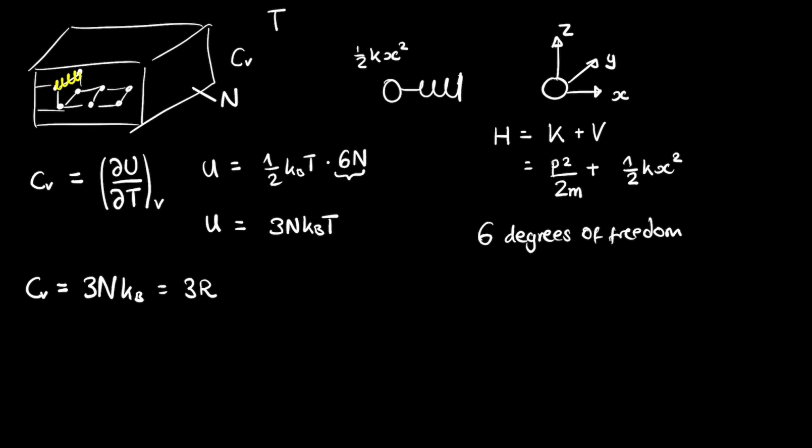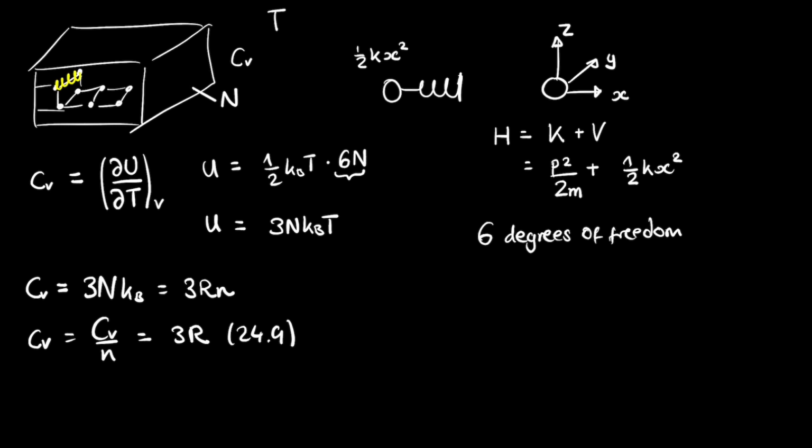And 3R is just a number. It's a complete constant. It doesn't depend on anything. Or 3nR, I should say, multiplied by the number of moles. But if you define the molar heat capacity, little cv, which is equal to big CV divided by n, then it's simply 3R, or 24.9, or thereabouts. So it's just a complete number.